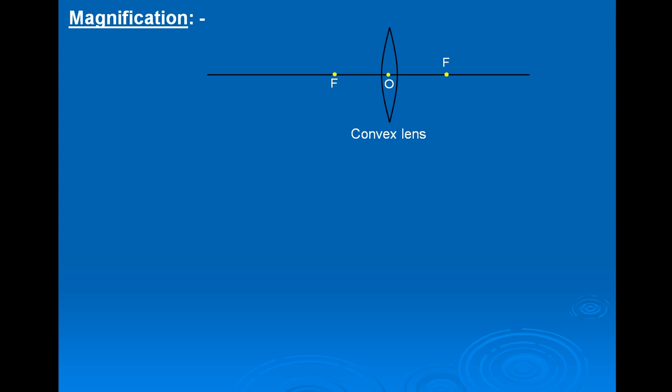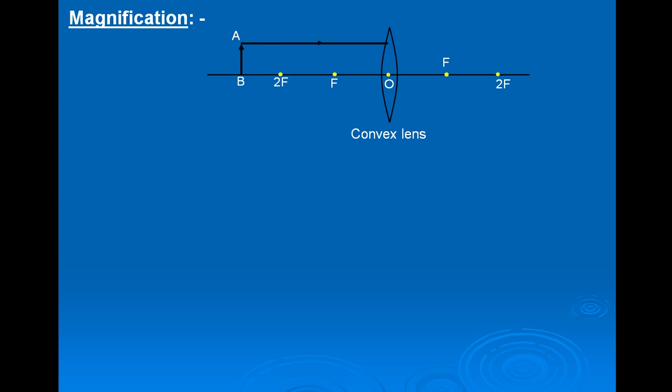Now next is magnification. So this is the convex lens and optical center O. This line is the principal axis and these 2 points are F, focus point on the principal axis, and these 2 points are 2F on the principal axis at a distance twice focal length from the optical center. Suppose an object AB is placed away from the 2F.